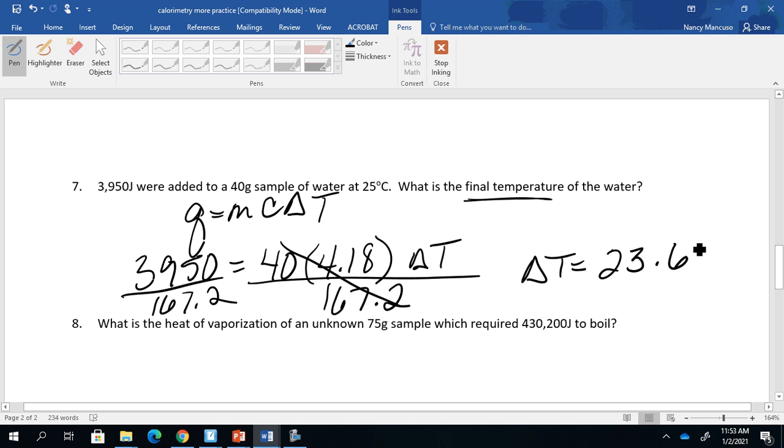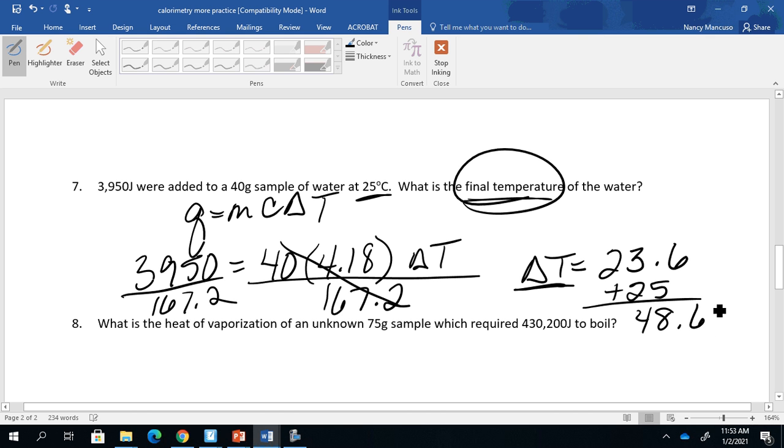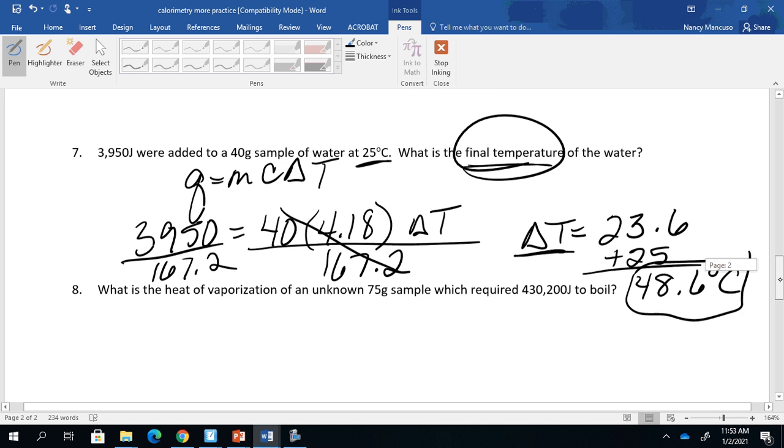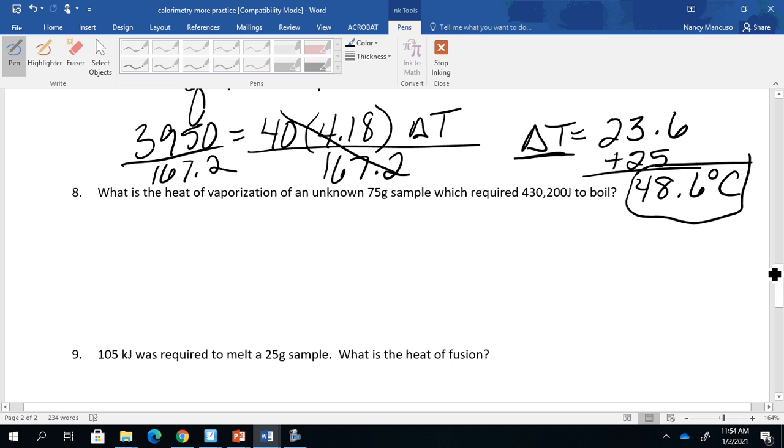But I'm not done. That tells me the change in temperature, but the final temperature is going to be, all right, it started at 25. So 25 plus this change in temperature is going to give me 48.6 degrees Celsius. That's going to be the final temperature. Don't forget, don't just give me the change in temperature. You got to give me the final temperature.